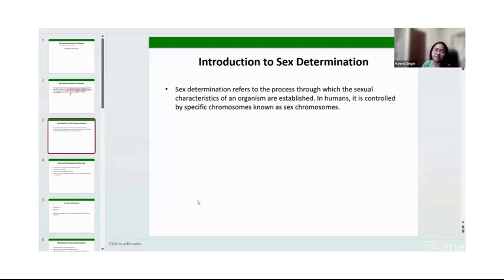So what is sex determination? It refers to the process through which the sexual characteristics of an organism are established. And in case of humans, it is controlled by specific chromosomes that are known as sex chromosomes. Why sex chromosomes? Because they are going to determine the sex of an unborn child, right?